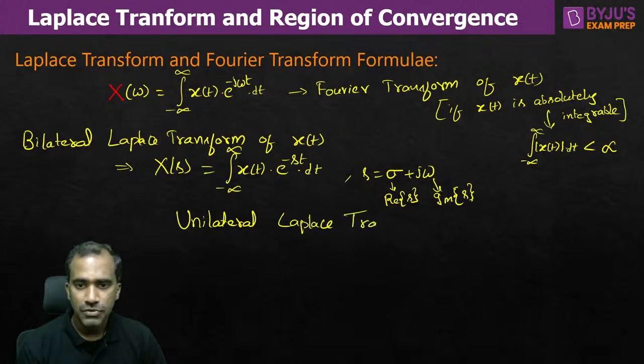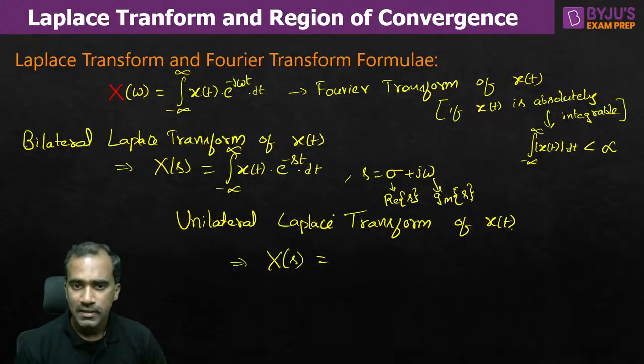Unilateral Laplace transform of x of t. So what is the formula for this? The notation is same for unilateral Laplace transform also. We use the capital letter and the variable is s. Formula is also almost same.